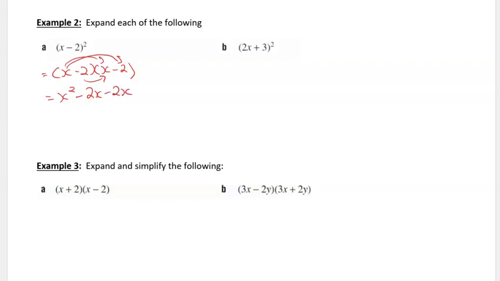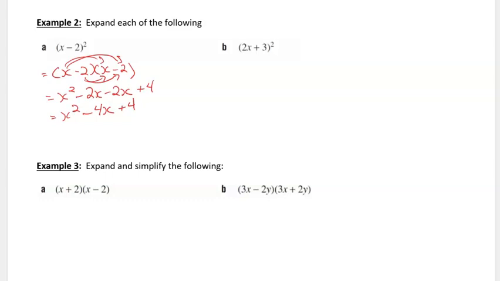Now don't be fooled into thinking they cancel each other out. And negative 2 times negative 2 gives us positive 4. Now we keep our x squared. Negative 2x minus 2x is the same as saying negative 2x plus negative 2x. So we end up with negative 4x, and we'll keep our plus 4, and that one is done.